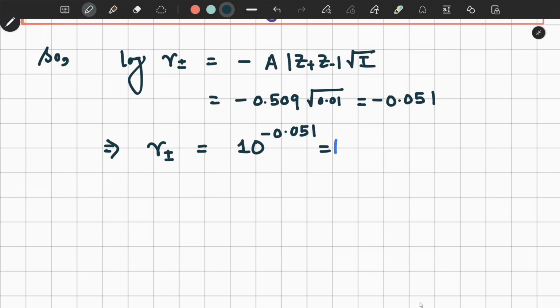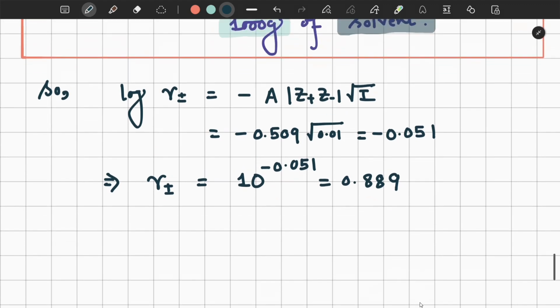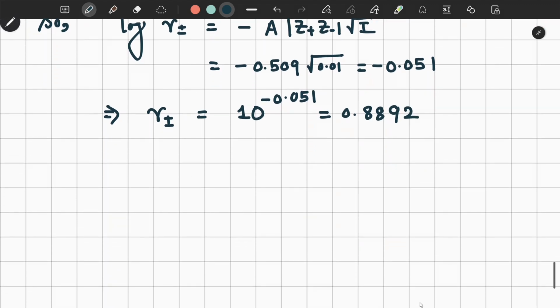No, it should not be 1. It is close to 1, but what is the appropriate value? It will be 0.889. Just check whether I am correct or not. This is the gamma plus minus. 0.8892, correct. So this is gamma plus minus.